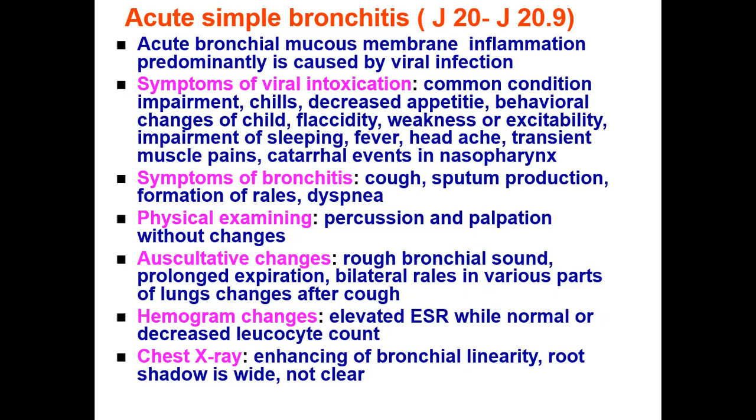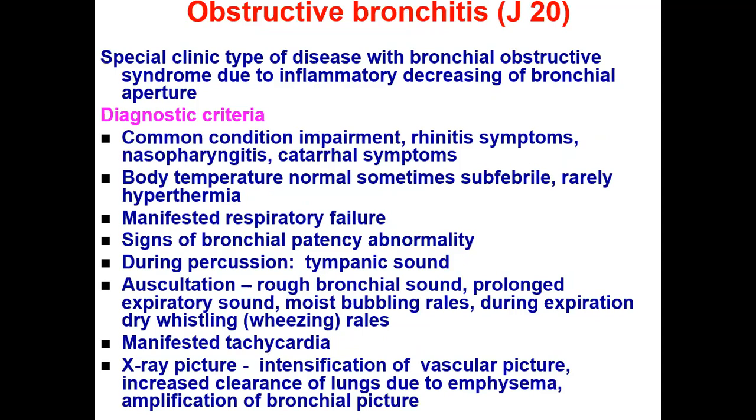Symptoms of bronchitis: cough, sputum production, formation of rales, dyspnea. Physical examination: percussion and palpation without change; auscultation shows rough bronchial sound, prolonged expiration, bilateral rales in various parts of the lungs that change after cough. Hemogram: elevated ESR with normal or decreased leukocyte count. Chest X-ray: enhancement of bronchial linearity, root shadows are wide and not clear.